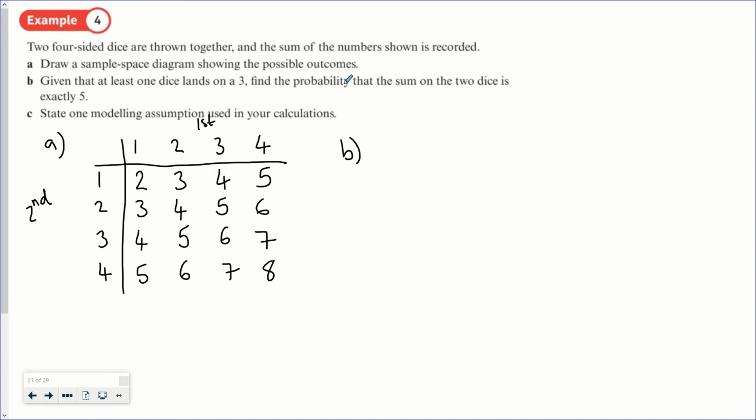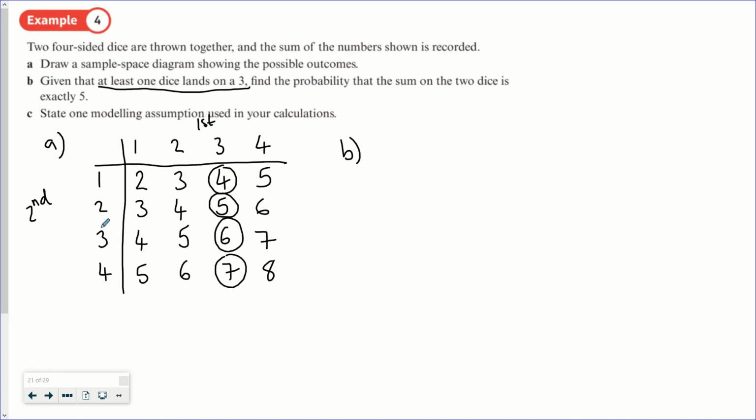and in part B it says, given that at least one dice lands on a 3, find the probability that the sum of the two dice is exactly 5. So we know that we're in the part of the sample space diagram where at least one dice lands on a 3. So let's circle the possibilities in our sample space diagram where at least one of the dice is on a 3. So we could have all the possibilities where dice 1 lands on a 3. So that would be that one, that one, that one, and that one.